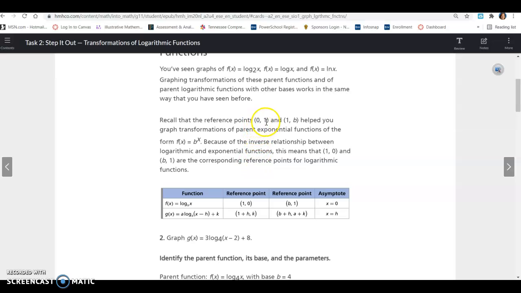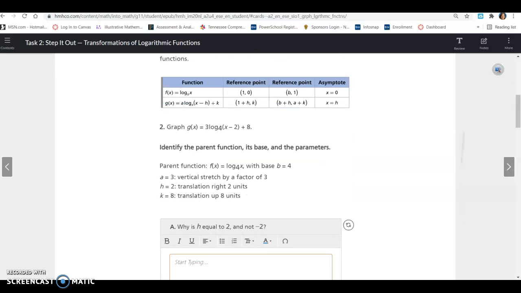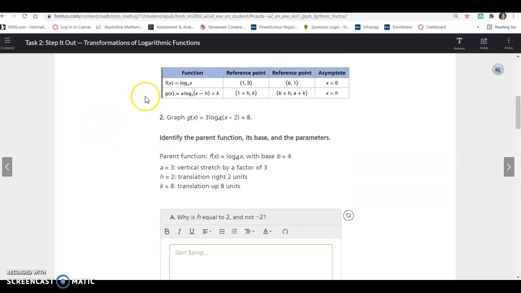So you can see (0, 1) now is going to be (1, 0) for a logarithm, and (1, b) goes to (b, 1). So these are the reference points for exponentials, and then these two will be the reference points for a logarithmic function. You can see f(x) here would be your parent function, and here are your reference points (1, 0) and (b, 1). Remember, b is your base, and it has an asymptote of x = 0.